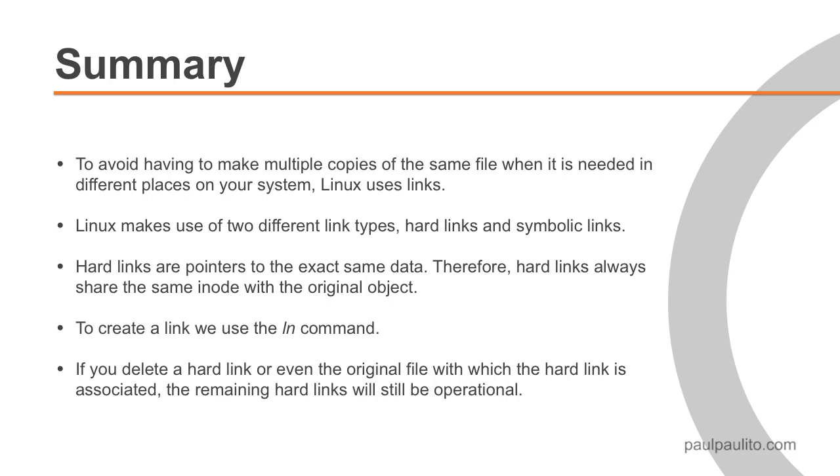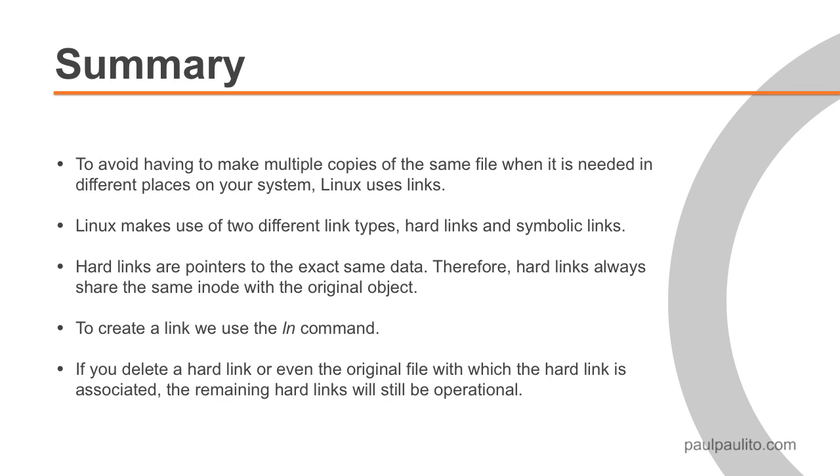Summary. To avoid having to make multiple copies of the same file when it is needed in different places on your system, Linux uses links. Linux makes use of two different link types, hard links and symbolic links. Hard links are pointers to the exact same data. Therefore, hard links always share the same inode with the original object.